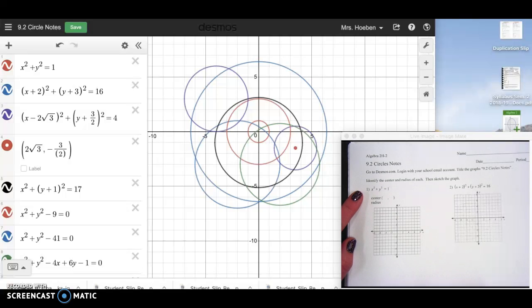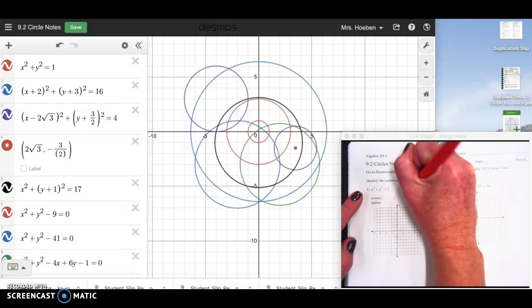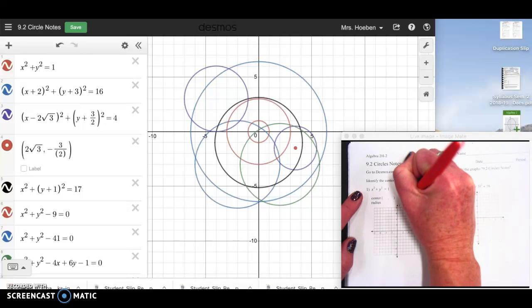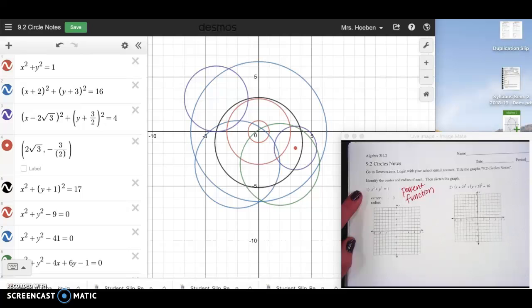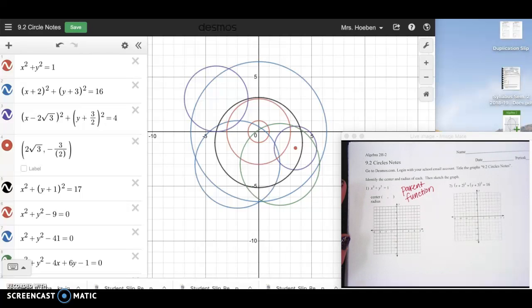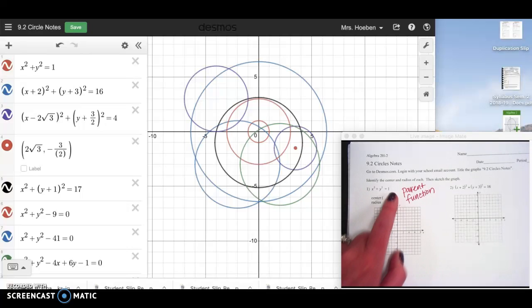The first one is what we call a parent function. Why do you think it's called the parent function? Anybody want to guess? There's nothing really happening to it, right? There's no number being added. There's no number being subtracted. Even this number right here is a 1. This is kind of like its simplest form, the simplest way it can come, okay?